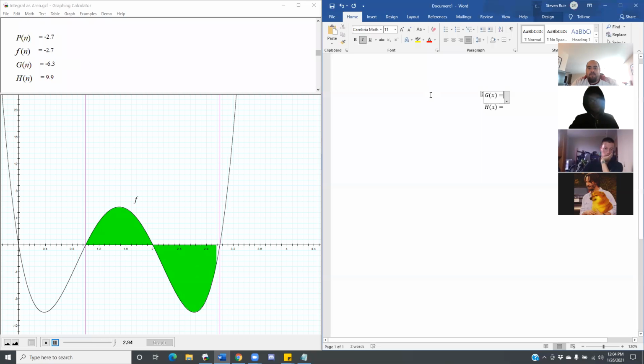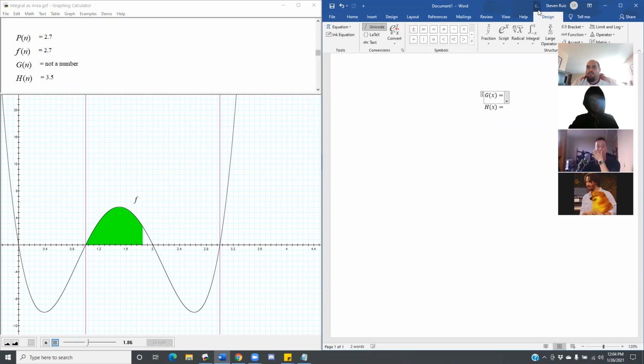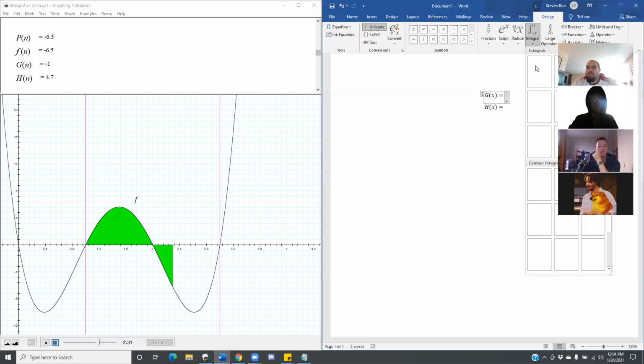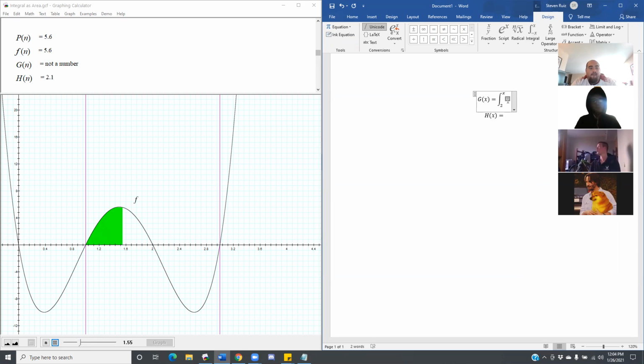Would it start off with the integral from 2 to x? Yes, it would be the integral starting from 2 to x. So lower limit 2, upper limit x, good. All right, somebody else continue this for me.